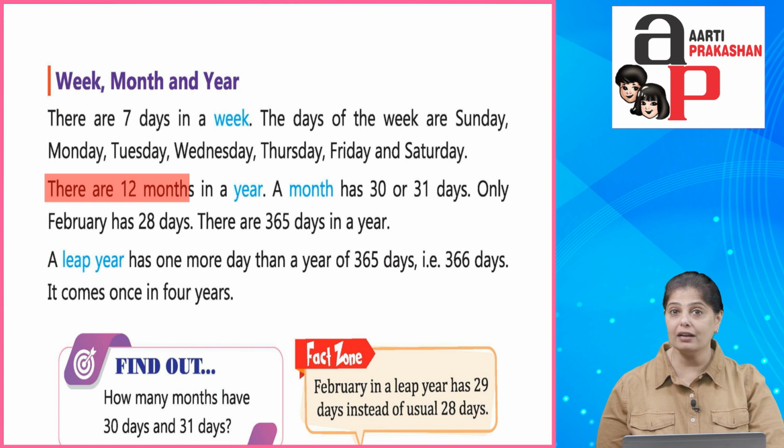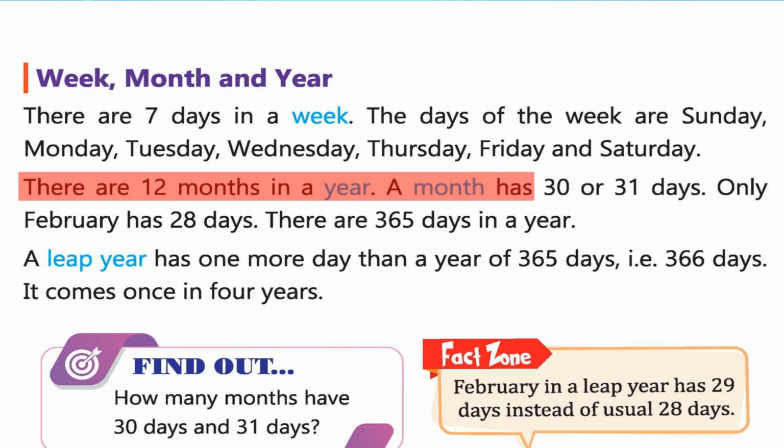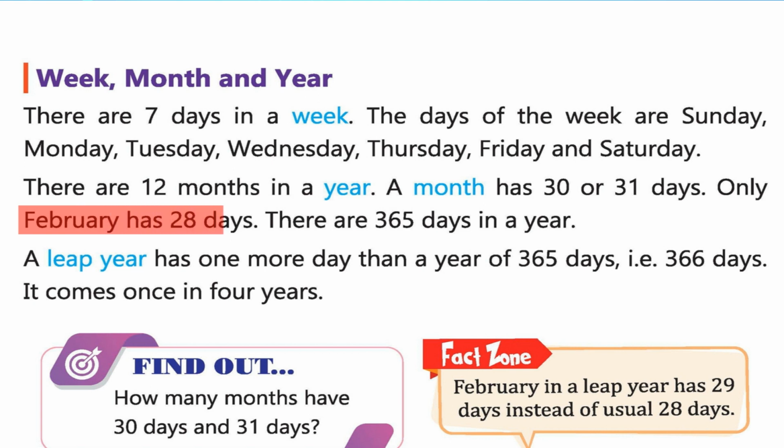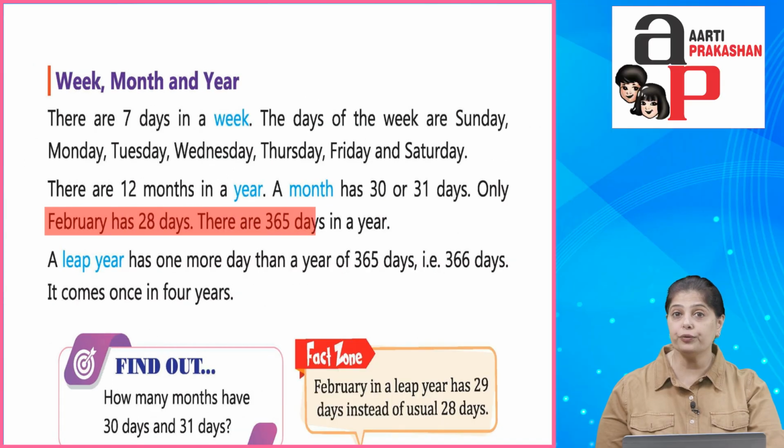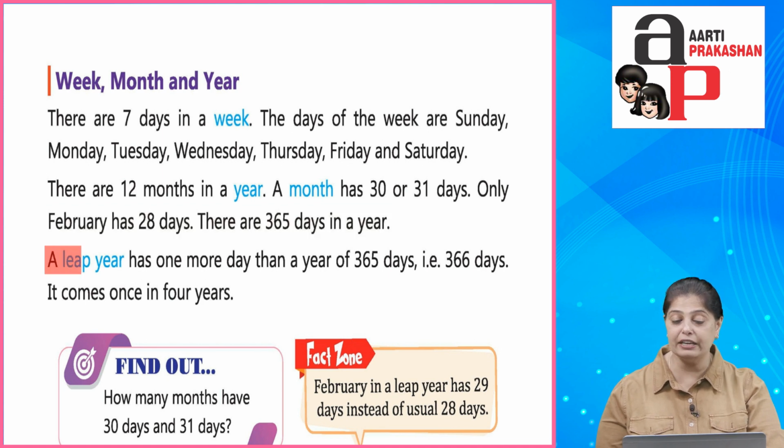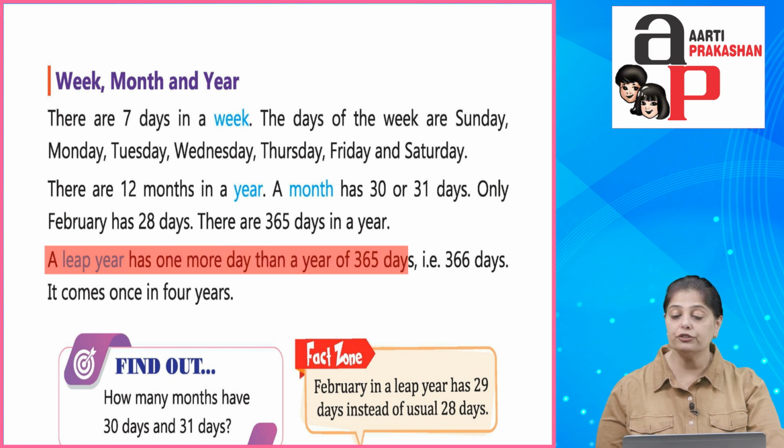There are 12 months in a year. A month has 30 or 31 days. Only February has 28 days. There are 365 days in a year. तो एक साल में कितने दिन होते हैं? 365. A leap year has one more day than a year of 365 days. तो लीप ईयर जो होता है उसमें एक एडिशनल दिन होता है.